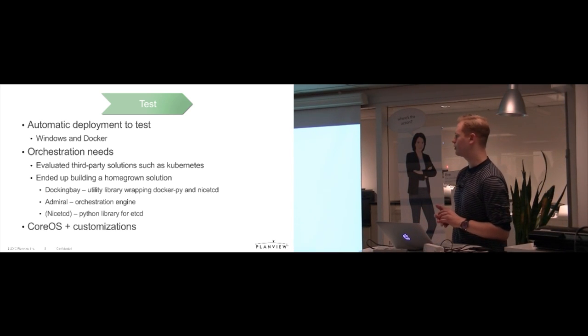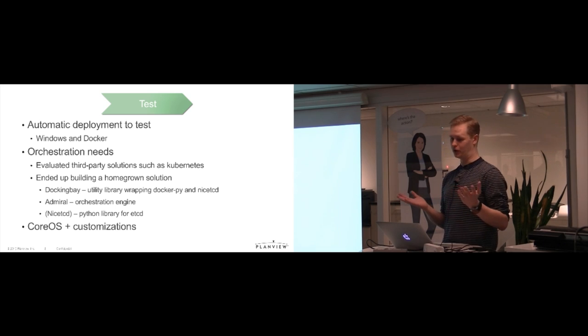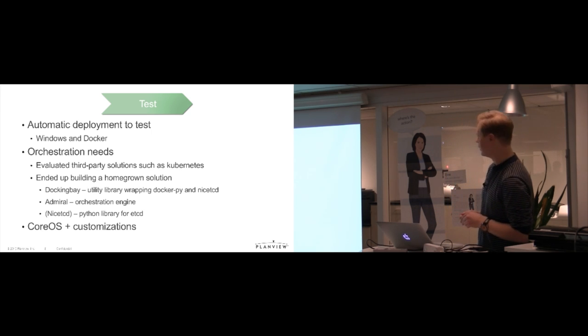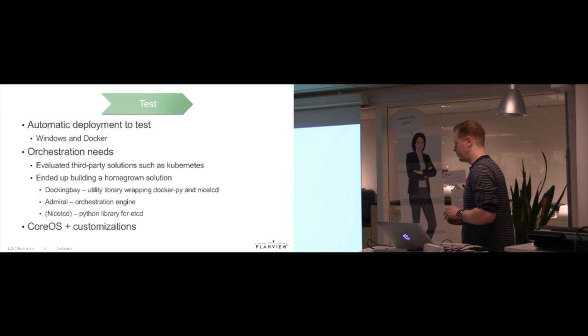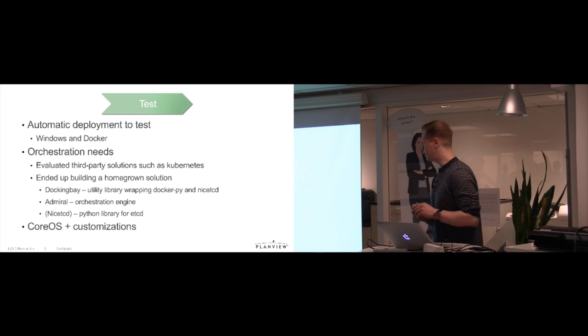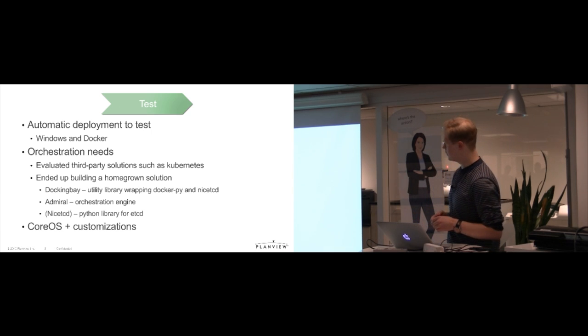We also tested Helios and ran into the issue that you couldn't have multiple images. Another failure. So we decided, let's roll our own. And that's what we did. We created a library called Docking Bay, which is just a smart library that does some cool things with etcd, which is a key store for information, and wraps that together with DockerPy, which is a well-known Docker API to actually run things on Docker.